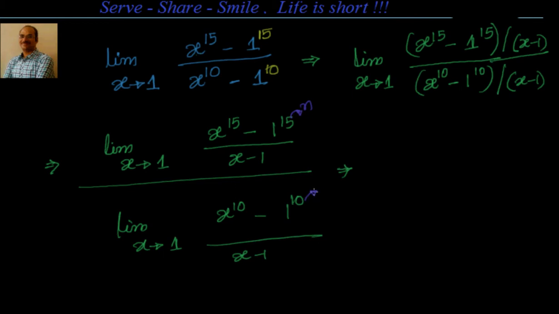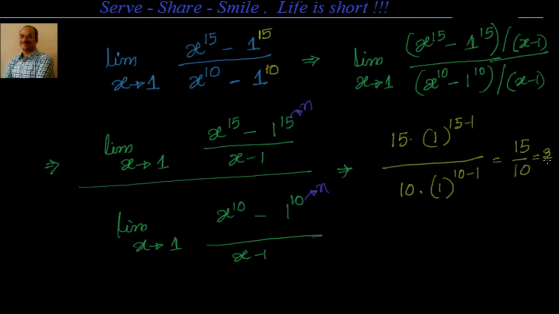Here n is equal to 10. So we can substitute in the formula, n into a to the power of n minus 1: 15 into 1 to the power of 15 minus 1 divided by 10 into 1 to the power of 10 minus 1. That's nothing but equal to 15 by 10, which is nothing but equal to 3 by 2, because 5 2s are 10 and 5 3s are 15.